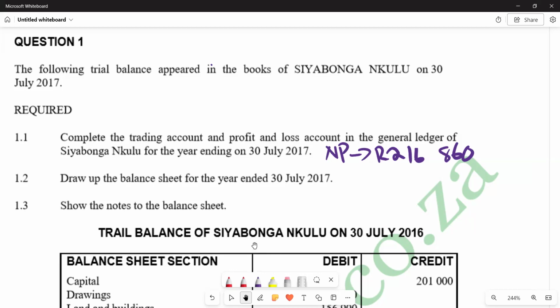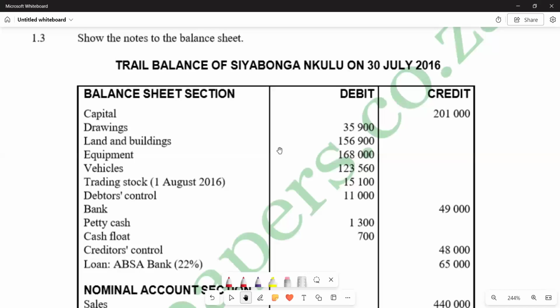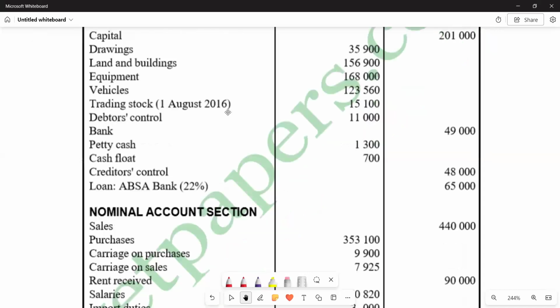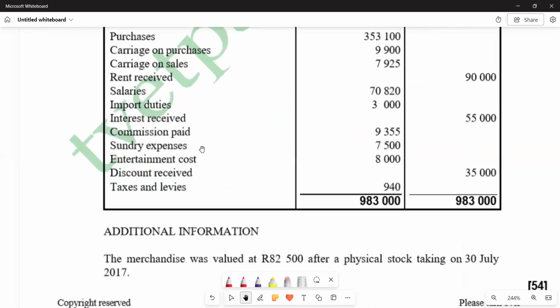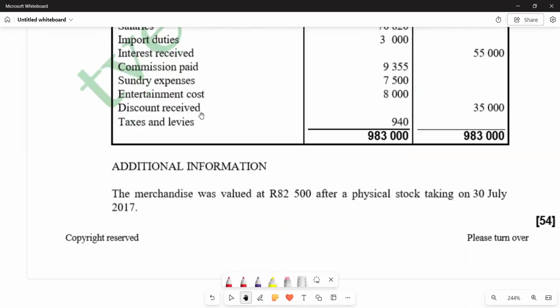Then we go to the notes. We are going to do some pre-calculations in the form of our notes to the balance sheet, of the figures that we are going to enter in the balance sheet. Remember, notes to the balance sheet come as pre-calculations that we do before we prepare the balance sheet, and the figures that we get there, we are going to transfer them to the balance sheet. So we are given a trial balance of Siamo Gankulu on 10 July 2016. Beneath this trial balance, we're given additional information: our merchandise was valued at 82,500 after the physical stock taking on 10 July 2017.